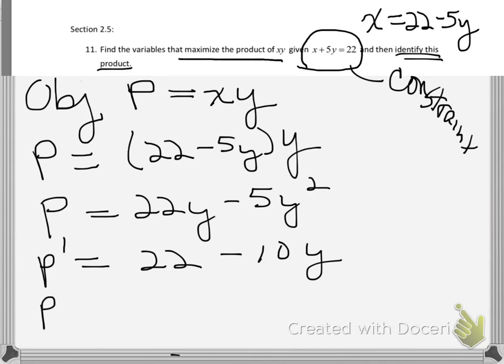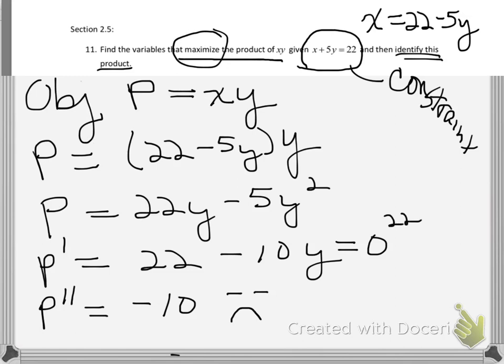Okay, as long as I'm working, I might as well go ahead and take the second derivative. My second derivative will always be negative 10. If my second derivative is always negative, that means that I found a max, and look, that's what I needed to find, so I'm good. Alright, so let me work on setting my first derivative equal to 0 so I can get my critical values. So it looks like 22 equals 10y, divide by 10, divide by 10. I'm getting y equals 2.2. Alright, hopefully you are getting that as well.